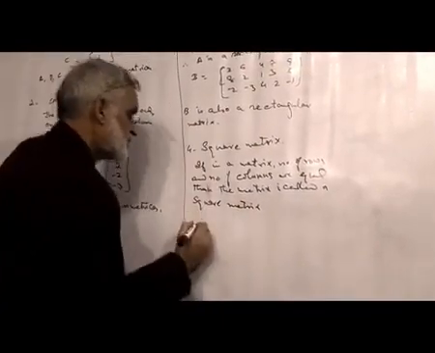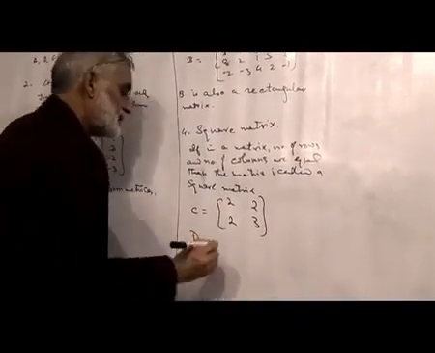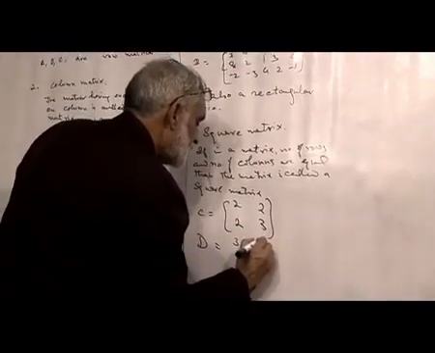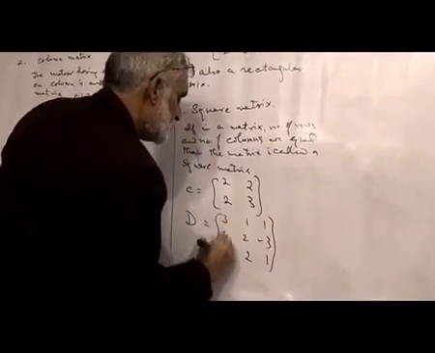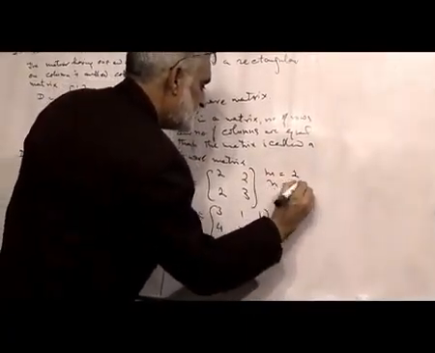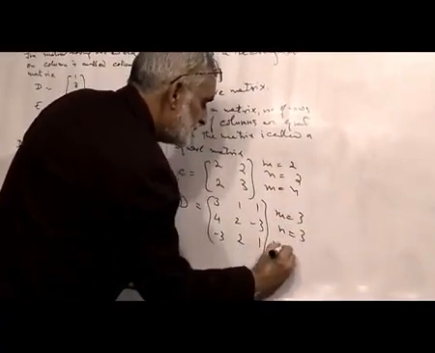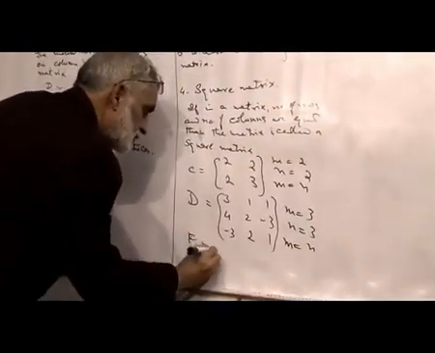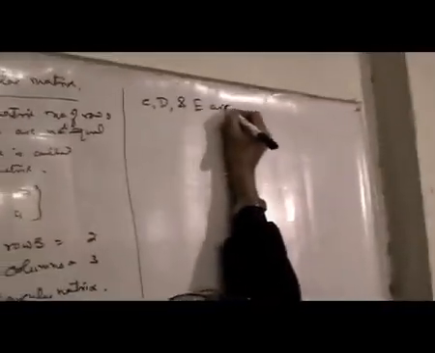Like C is a matrix with 2 rows and 2 columns. B is a matrix with 3 columns and 3 rows. Here m is equal to 2, n is equal to 2, m equals n. m is equal to 3, n is equal to 3, so m is equal to n. Likewise, for F, m is equal to 1, n is equal to 1. So we can say C, D and E are square matrices.